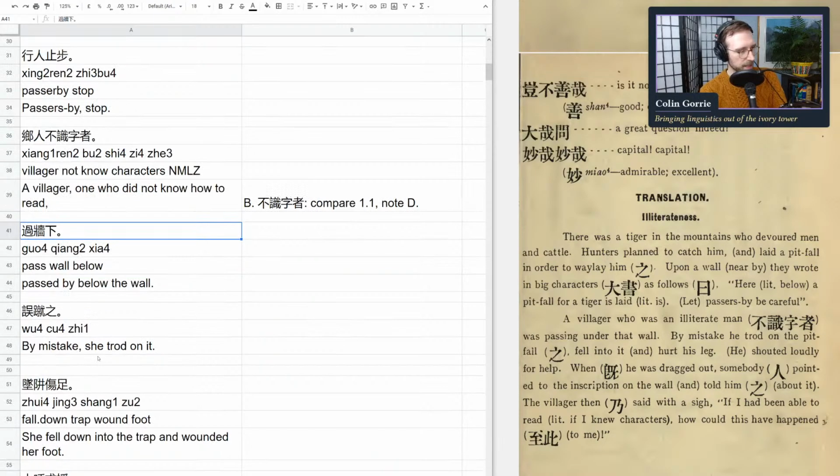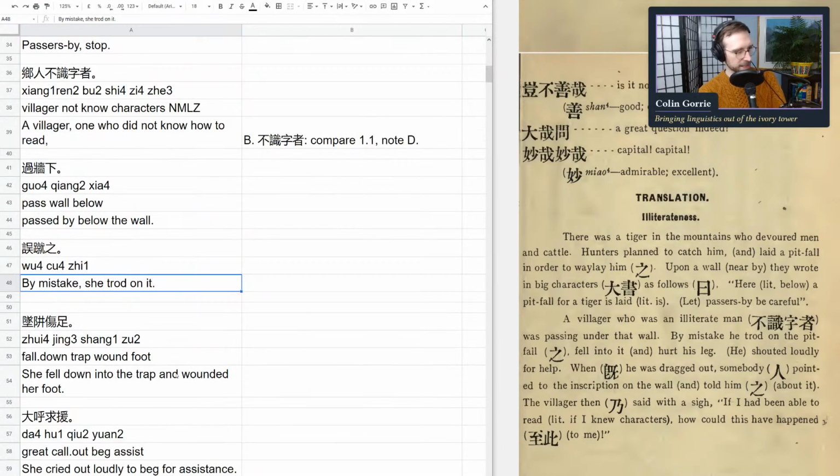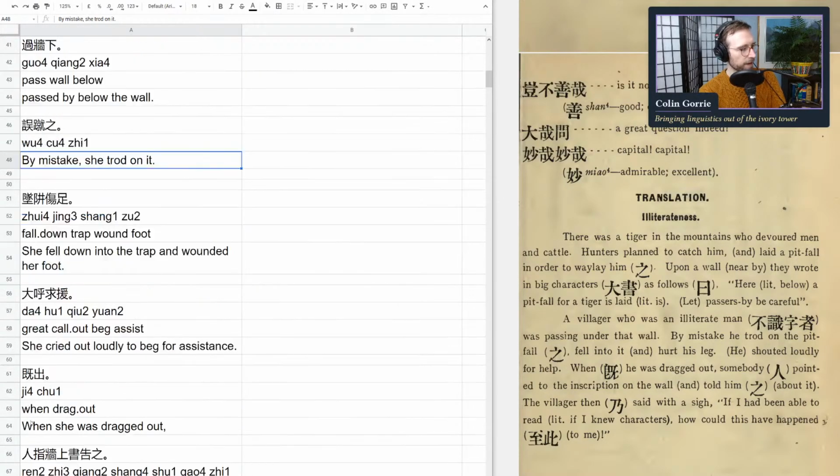By mistake, trod on the pitfall, fell into it, and hurt his leg. Okay, that's all the same. That's all fine. Shouted loudly for help. Cried out loudly to beg for assistance. Great.